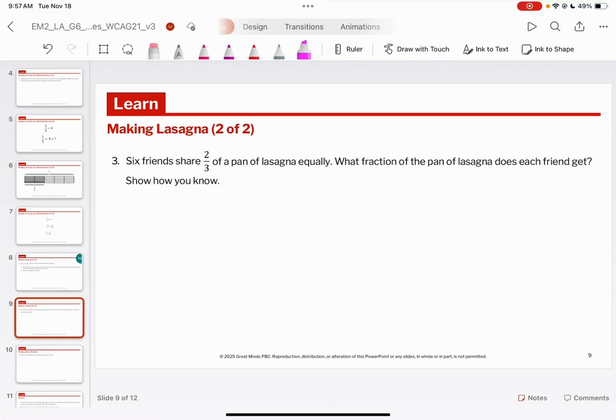Okay. 6 friends share 2/3 of a pan of lasagna equally. What fraction of the pan of lasagna does each friend get? So raise your hand and tell me what number is coming first. What is getting divided? Raise your hand. What is getting divided, Jaylee? 2/3. I'm taking my lasagna, my 2/3, and I'm splitting it into how many groups? 6. Good. Okay. So here comes my tape diagram.